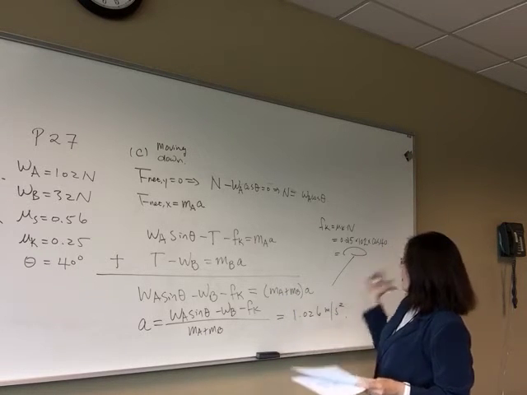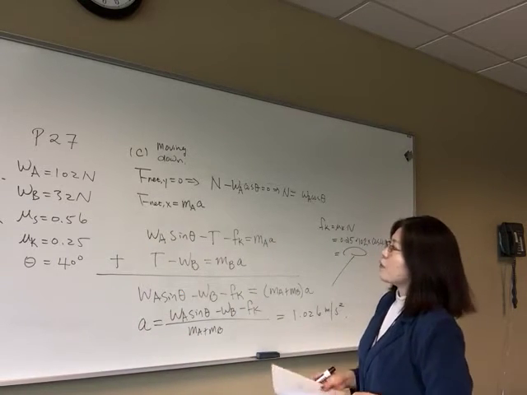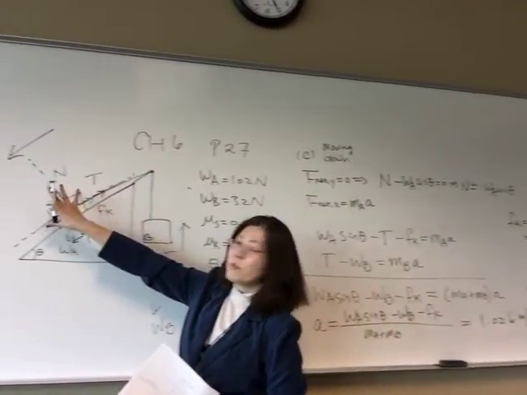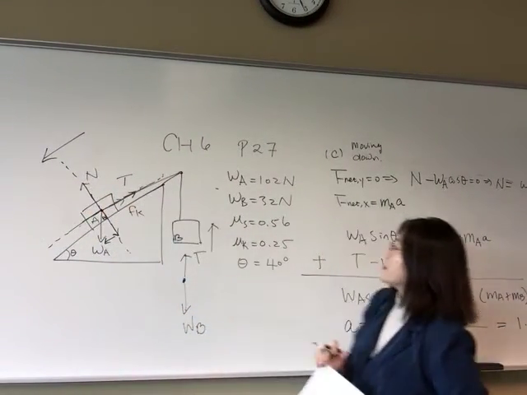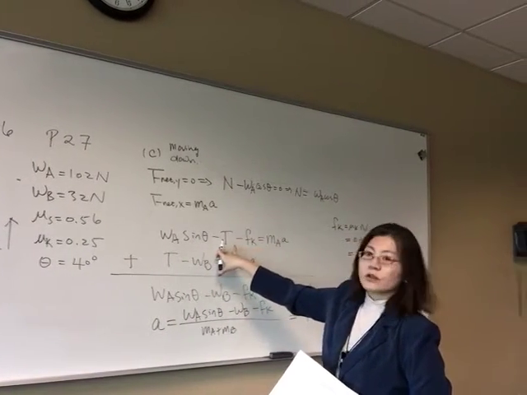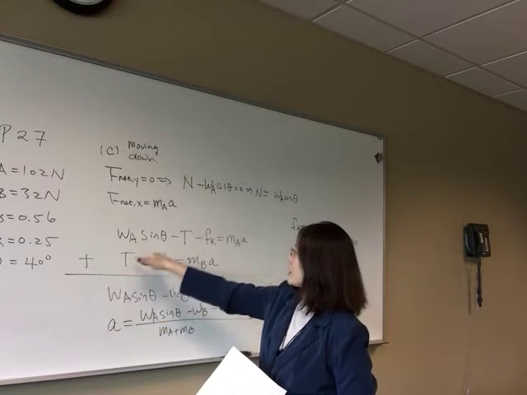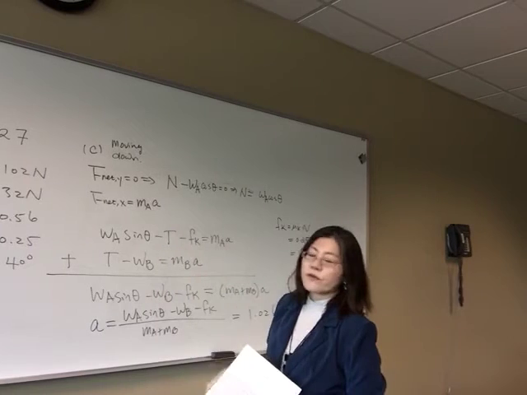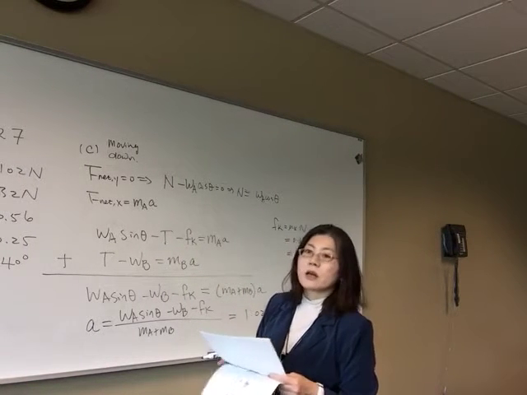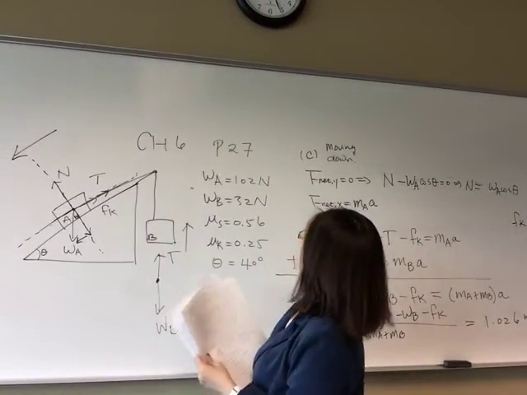Okay? So this is basically how you do this kind of problem. In fact, it involves three equations: two from block A and one from block B. Then you can eliminate tension so that you can find the acceleration. Once you find the acceleration, you can plug into any one of the equations and find out how much tension is needed in order for the block to move in a specified direction. Okay, so that's basically problem 27.